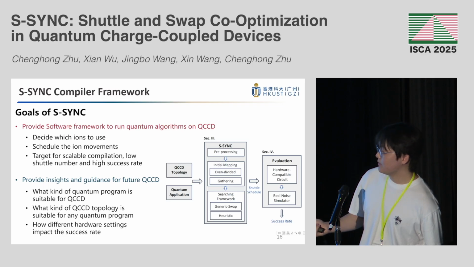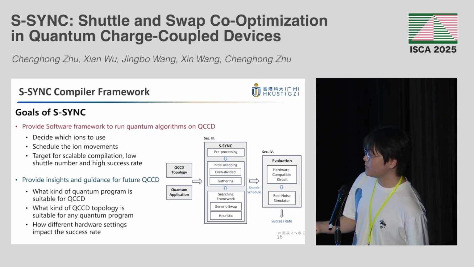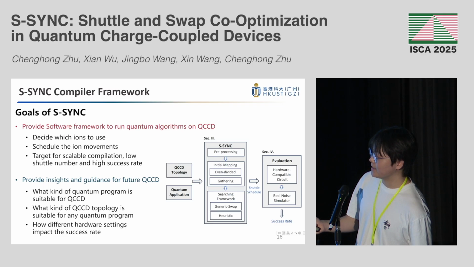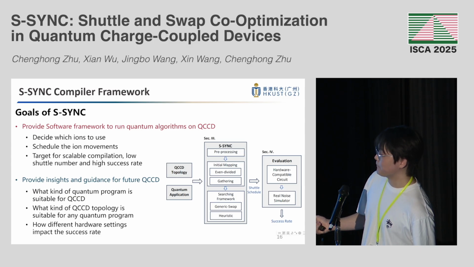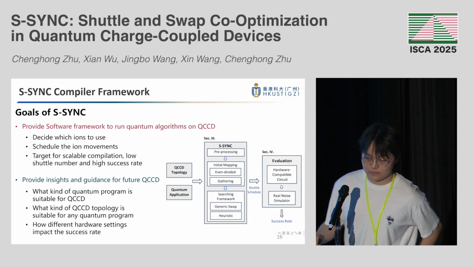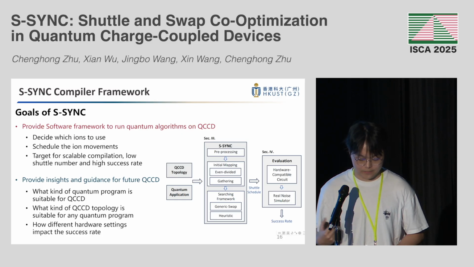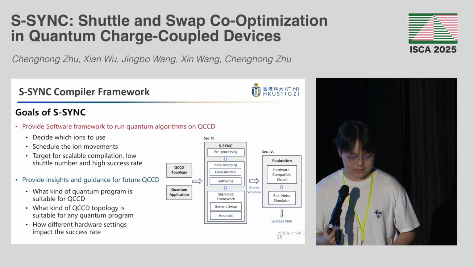To put it simply, in this program we receive the QCCD topology and some quantum applications or quantum circuits. Then it goes through pre-processing, initial mapping and a searching framework. Then it is processed by the simulator to give an estimate of the success rate.